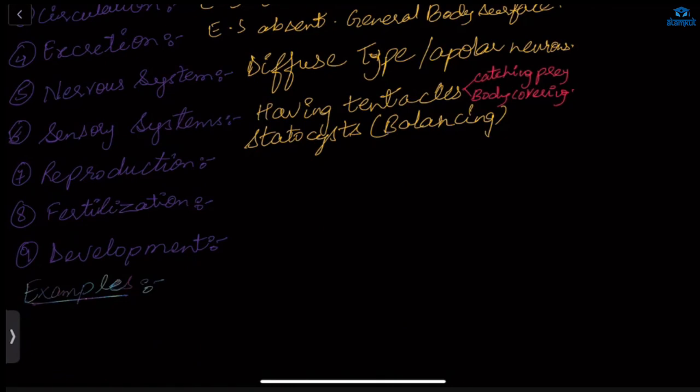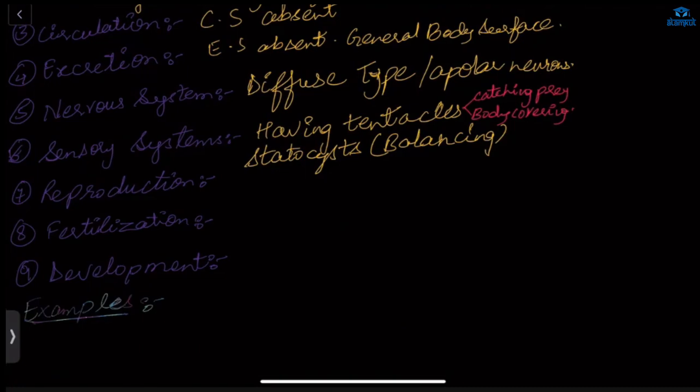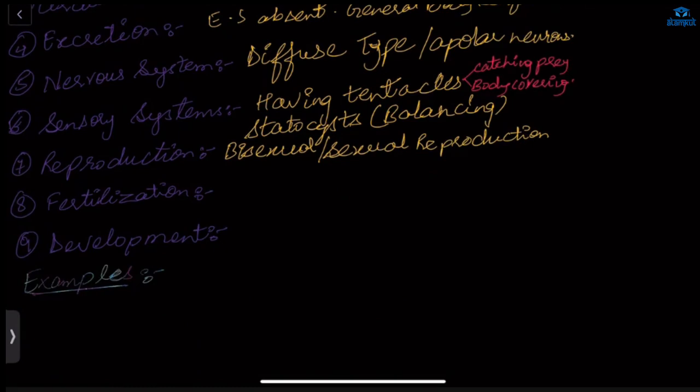Now, how will they reproduce? So, here a slight difference will be there. Coelenterata is unisexual, but here Ctenophora will be what? They are bisexual, means male and female gametes are present in the same organism. And they will show only sexual reproduction. No asexual form of reproduction is seen. Next is fertilization. Jab sirf sexual reproduction hai, so fertilization kya ho jayega? External. After their fusion and formation, the eggs will be released in the aquatic environment.